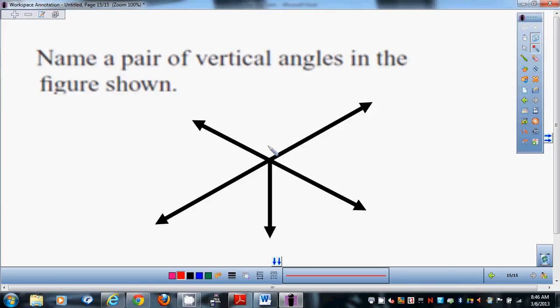Vertical angles. What about it, Rachel? Where are some vertical angles? Perfect. BAF and CAD. They're the ones that are perfectly opposite with nothing in between them. She said BAF and CAD. Questions? All right, moving on.